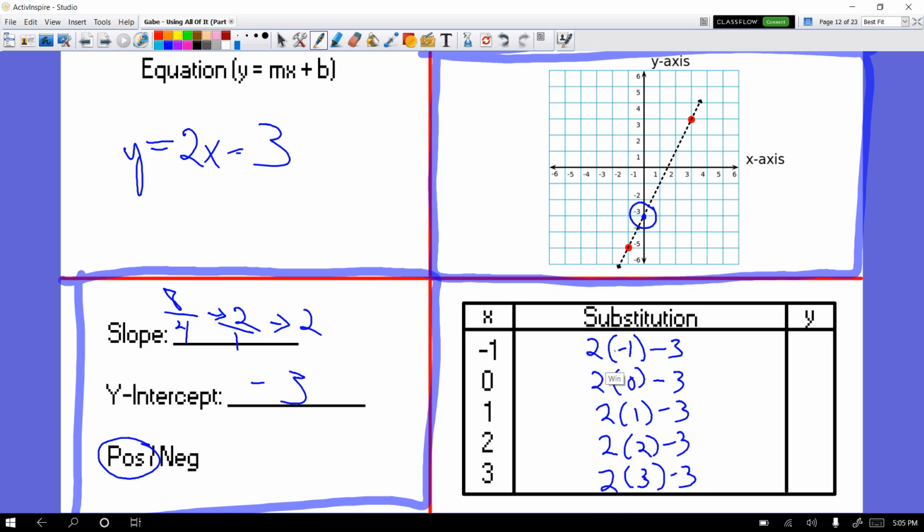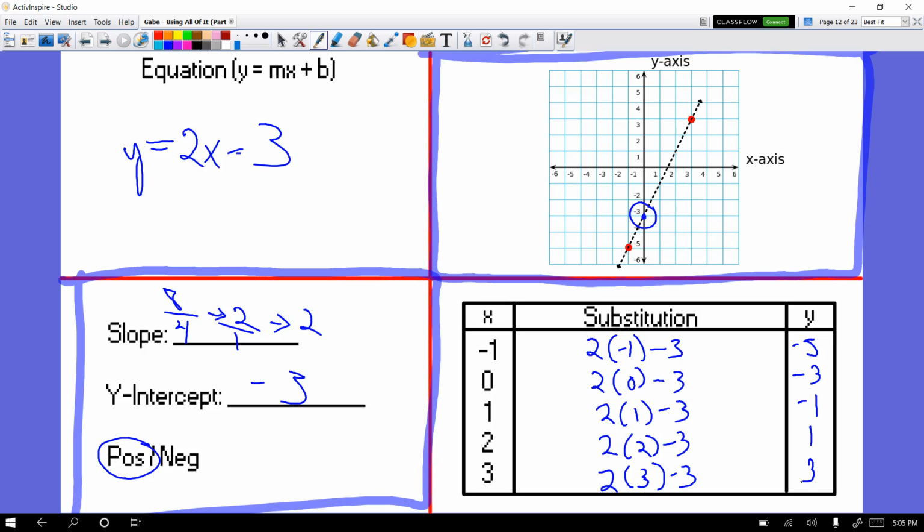Negative 2 times negative 1 is negative 2 minus 3, negative 5. This is our y-intercept, so we know it should be at negative 3. 2 times 0 is 0 minus 3. Bam. 2 times 1 is 2 minus 3, negative 1. Then 4, 1, and 3. All of these connect together.